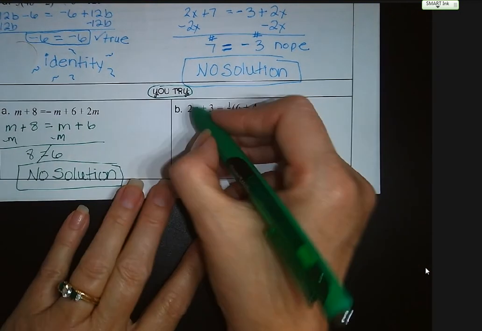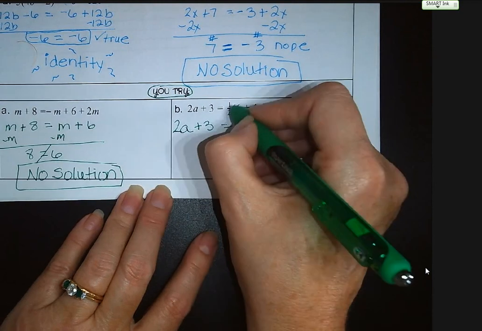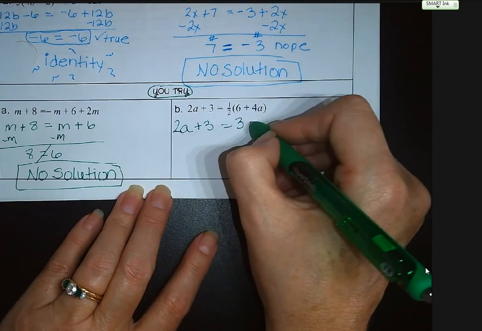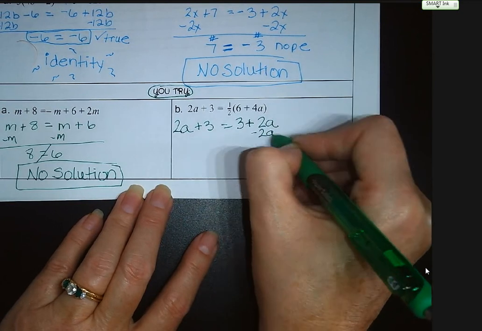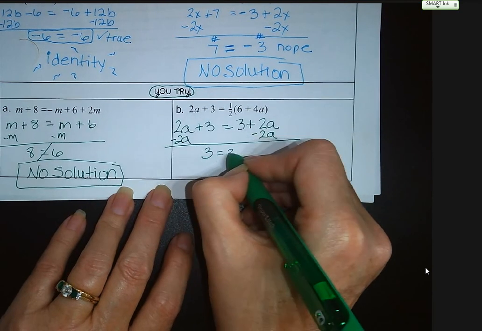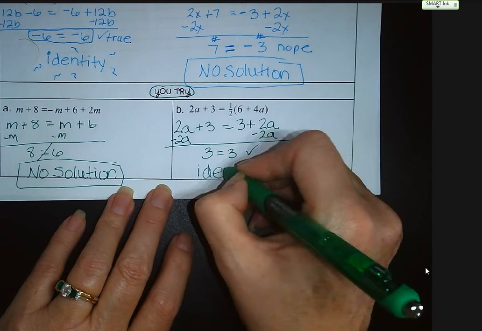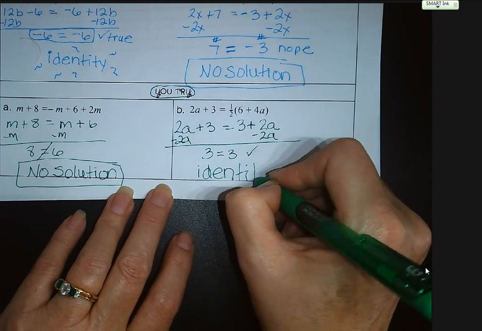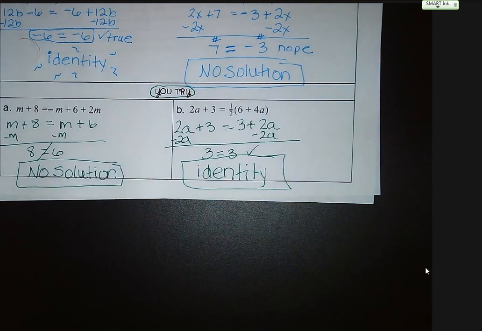All right, 2a plus 3 is equal to 1/2 times 6 is 3. 1/2 times 4a is 2a. Subtract 2a from both sides. 3 is equal to 3. Yes, it is. So it is an identity. You must write the word identity because that's your answer.